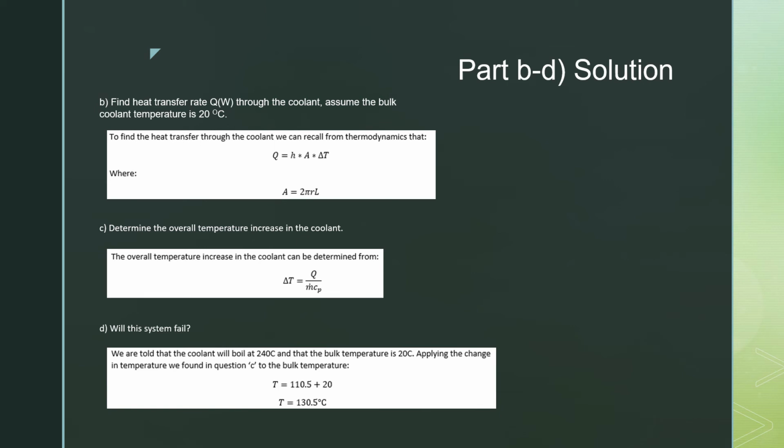And finally, for part D, will the system fail? This is kind of a concept question to understand that you don't want your coolant to boil, and you're given the temperature that it will boil at, so you're just comparing the total temperature change to the coolant's boiling point, and we see that it ends up becoming less. So no, the system will not fail.